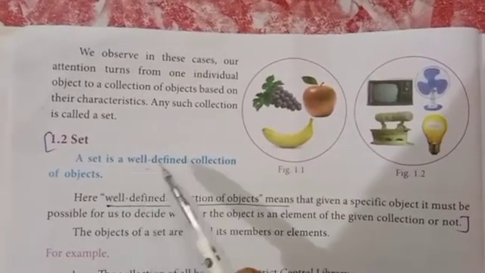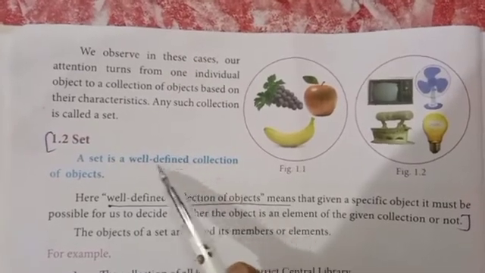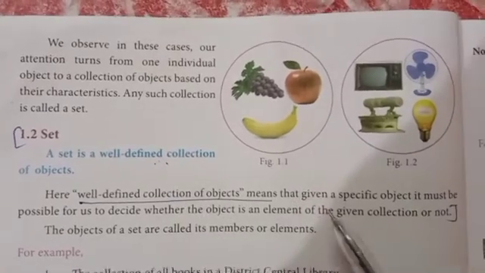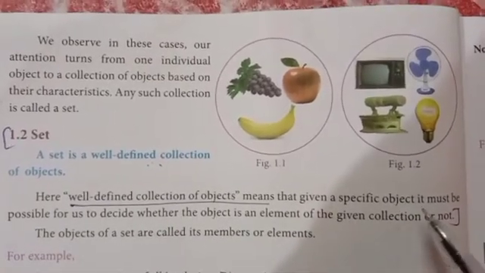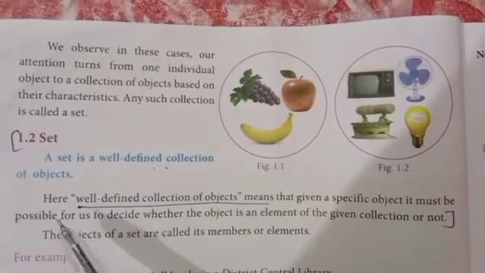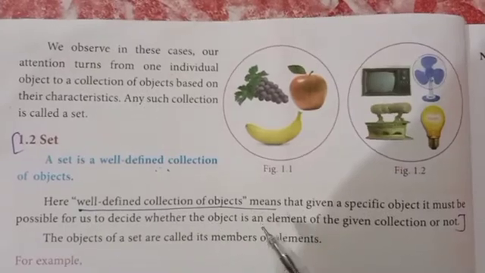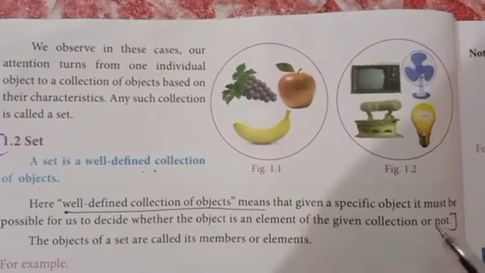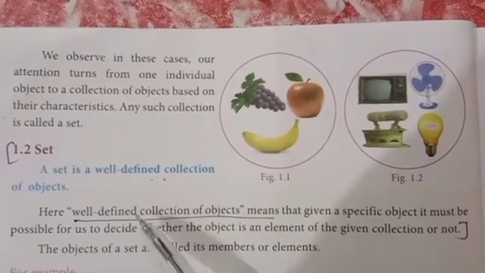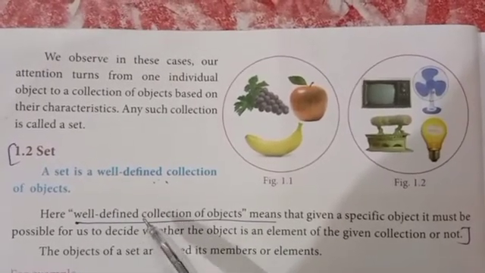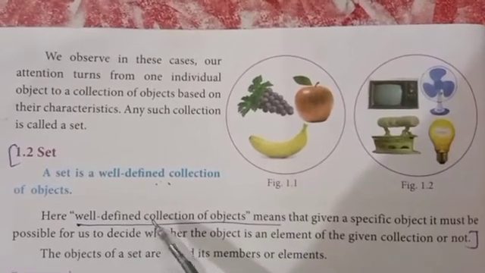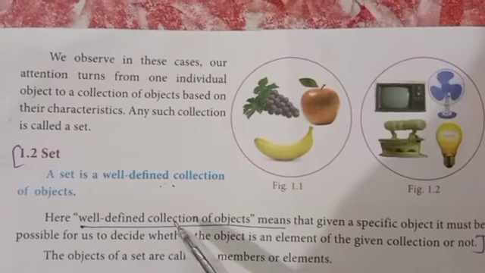A set is a well-defined collection. What is the meaning of well-defined? A well-defined collection of objects means that given a specific object, it must be possible for us to decide whether the object is an element of the given collection or not. Well-defined means it is possible to count, to identify, and to make a definition about it.